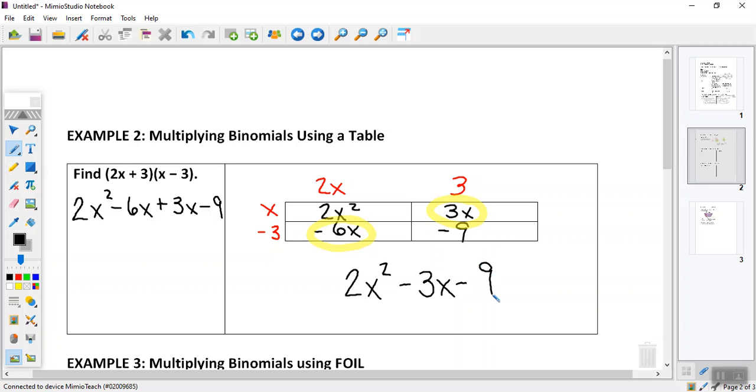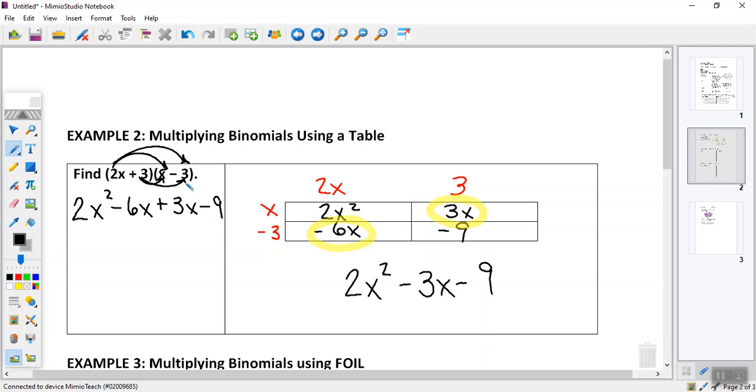Some people like this method better. You know which one I prefer? I like this one. I just do the first. I go boom, boom, boom, boom. This is what I do. I just draw arrows. I start with the first one. I go here, here, and then I go here, here. That's what I like to do. But if you like that box method, use it.